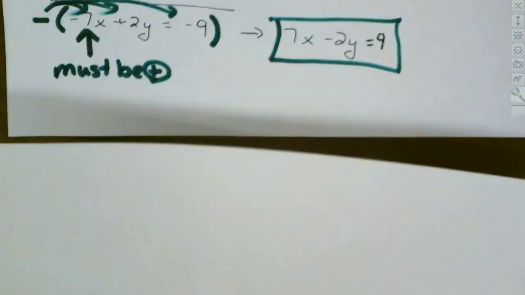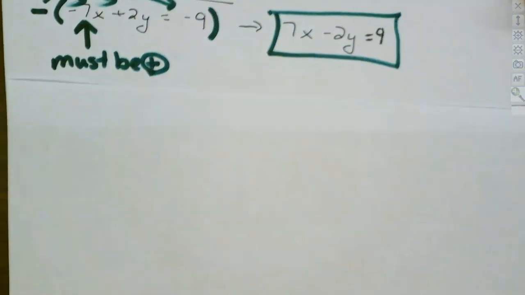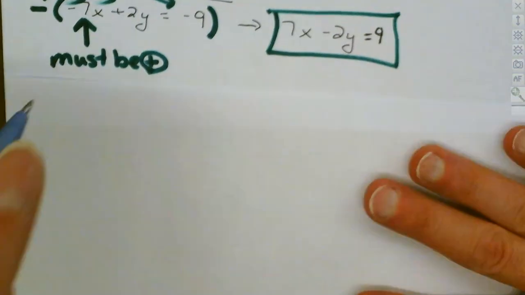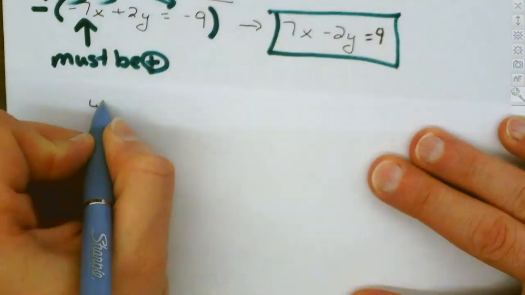Now let's do one where we do the opposite, where we go to slope-intercept form. So now we're going to write this one in slope-intercept form.